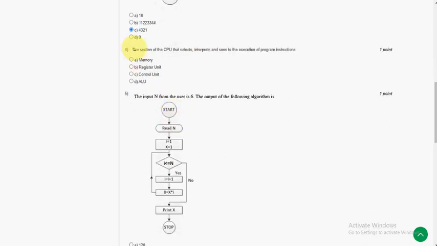And next question, the fourth question: the section of the CPU that selects, interprets and sees to the execution of program instructions. It is option C, control unit. That is option C.